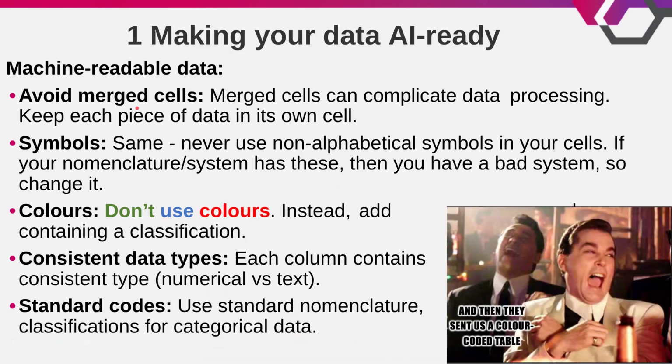So, key other things to making your data machine readable. That's really what we want to go for. We're not thinking about human readable, but machine readable. Avoid merged cells. Do not put symbols in your dataset. Don't use colors. Add an extra column to indicate whatever you want to indicate. Use consistent data types. Use standard codes.